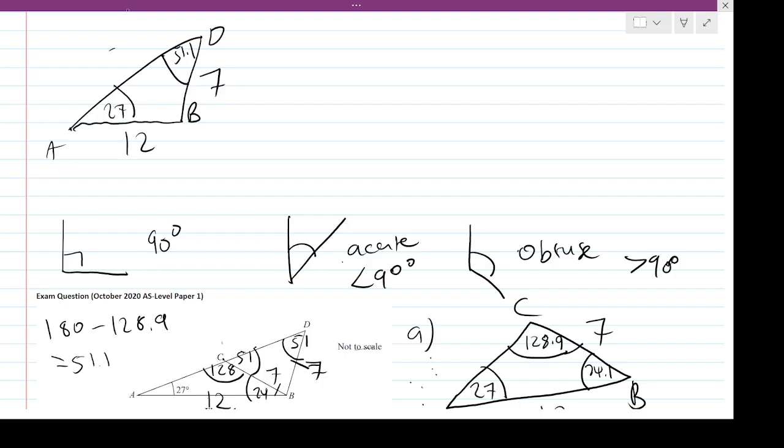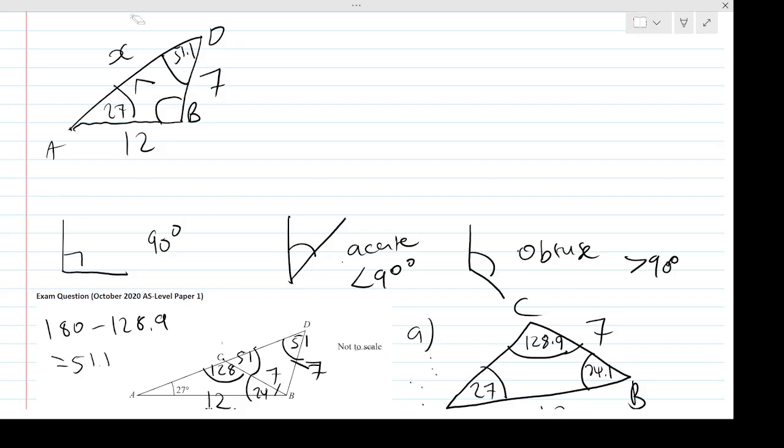Well, I want to work out AD, because if I work out AD, I know all the lengths, so I can work out the perimeter. So for this AD, I can use the sine rule, or the cosine rule actually, but I think the sine rule here. Not quite, because I need to work out this angle, because this angle is facing the x. Well, I can work out that angle as well, because I know the other two angles in this triangle.